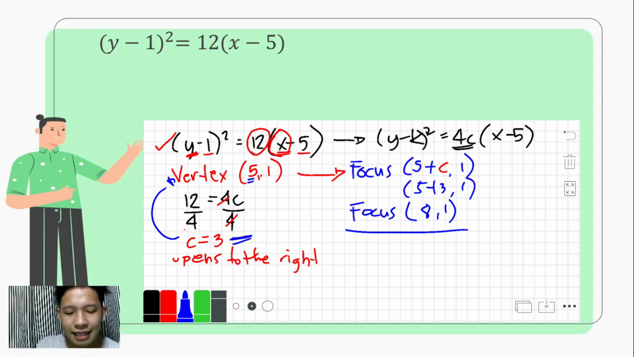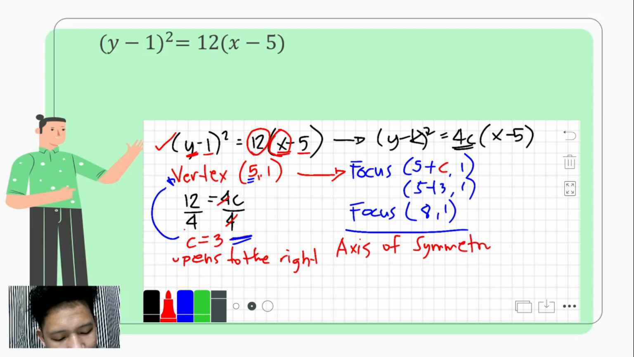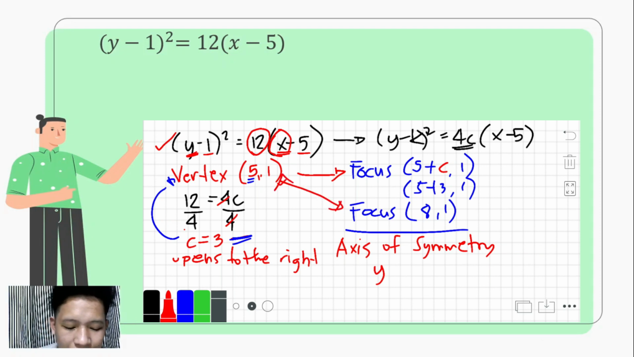Okay po? And since it opens to the right, hence our axis of symmetry is parallel to our x-axis. At kapag parallel siya sa x-axis, ibig sabihin, yung equation niya would start at y kasi parallel siya kay x-axis. So, ano ba yung common dito kay vertex at saka kay focus? Since we have the idea that the axis of symmetry actually connects the vertex and the focus, and that is actually 1. Ibig sabihin, the axis of symmetry would be at y equals 1.